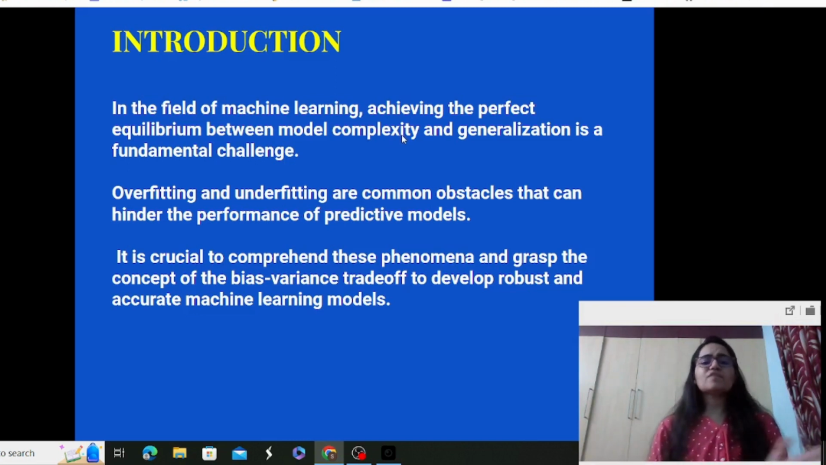So when there is a lot of complexity in the data, the model is not able to generalize well on the test data set or the unseen data set. When I talk about generalization, it means even though you have trained your model on your training data set, on the test data set or the validation data set, which is other than the training data set, your model does not perform well.